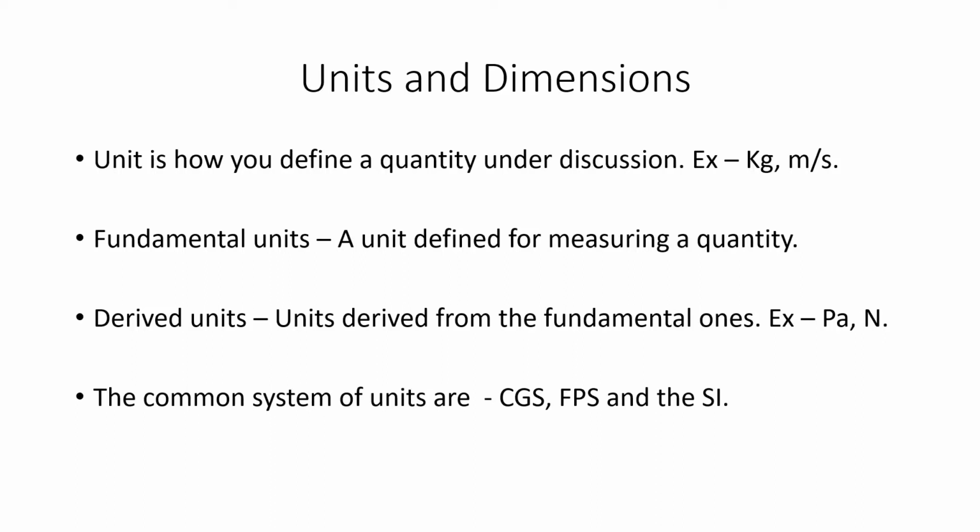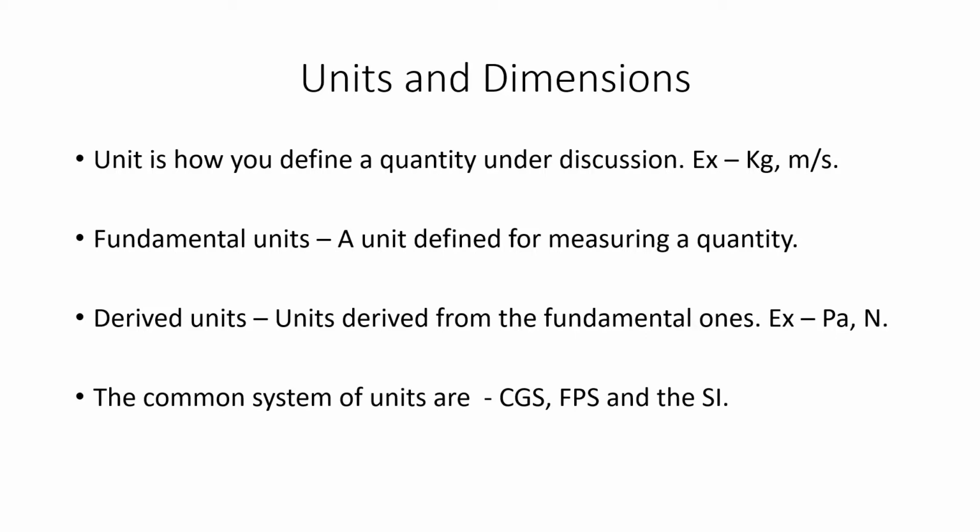And then come the derived units. These derived units are the ones which are derived from the fundamental units. For example, take force, which is a product of mass and acceleration. For mass, we have the kilogram, which is a fundamental unit, and then we have acceleration, which is meter per second square, which is also from the fundamental units. So we get another derived unit called the Newton.